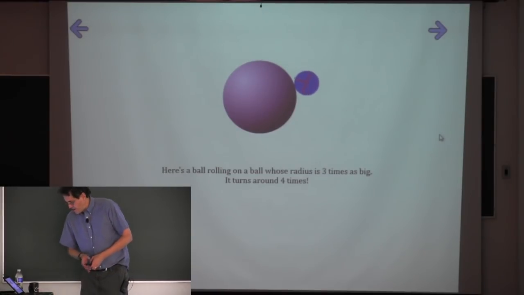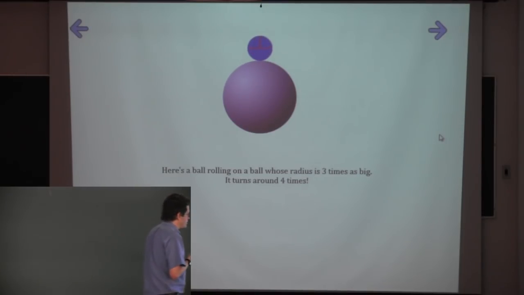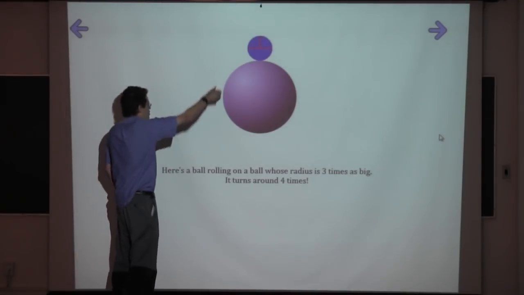Okay, so here's a little ball that's rolling on a big ball that's 3 times as big. And if you pay careful attention, and I may need to repeat the movie so that you can, you'll see that when it goes all the way around, it turns around 4 times.